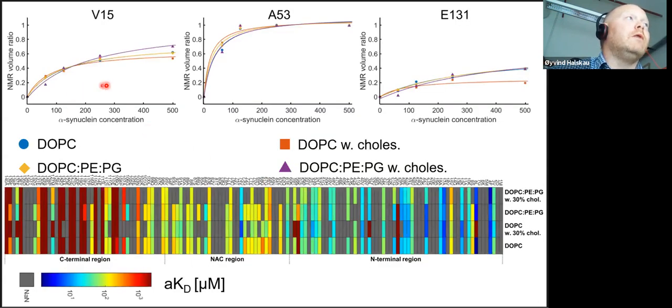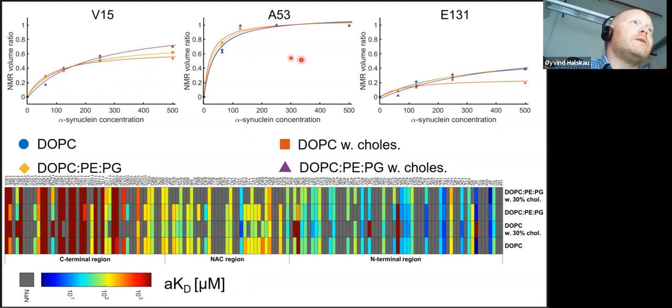So we plotted the peak volumes and made graphs like this, where the fitting gave us a dissociation constant for each residue that we could identify. Clearly, we couldn't identify all residues in alpha-synuclein, but enough to sample the entire length of the protein. This was, of course, not a full dissociation constant, but an apparent dissociation constant that we could relate to different parts of the protein.